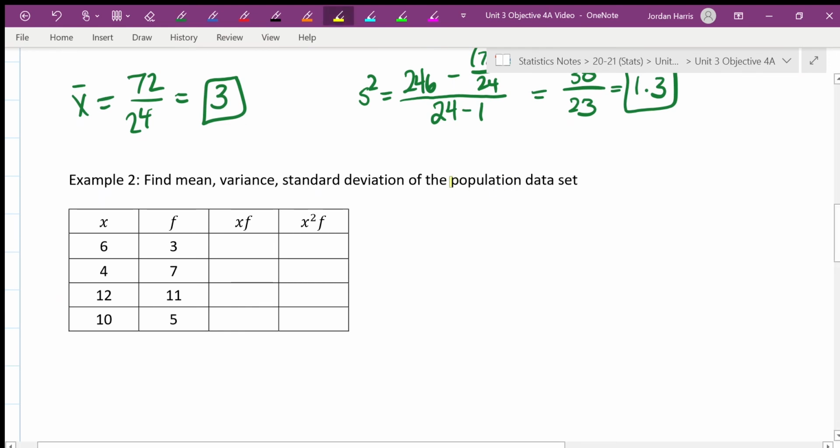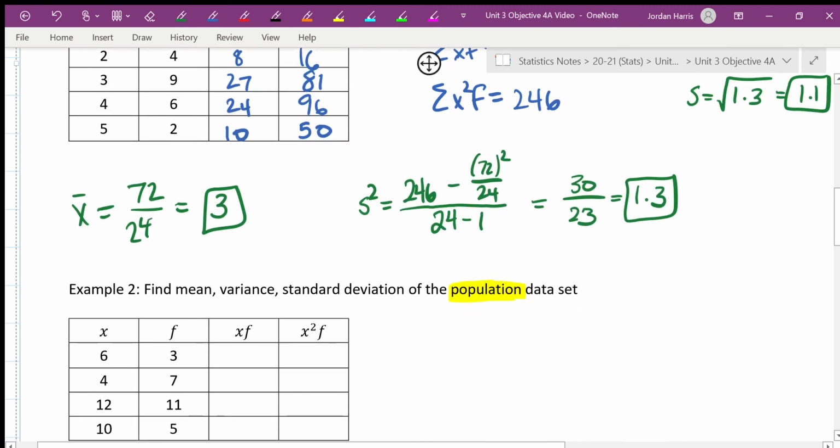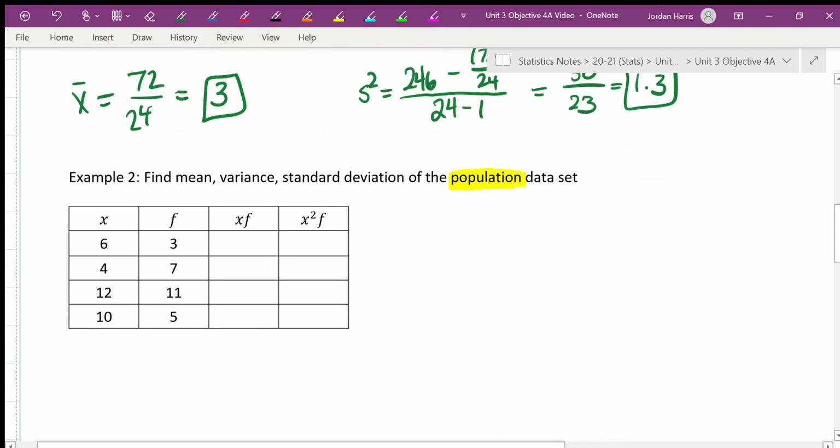population data set. But really we go through the same steps. The only difference is the formula for variance. Everything else is exactly the same. So the first steps are the same. So multiply: 12 times 11 is 132. 10 times 5 is 50. Okay, then we have x squared f. So I square the first column and then multiply by f, using a calculator if you need one.